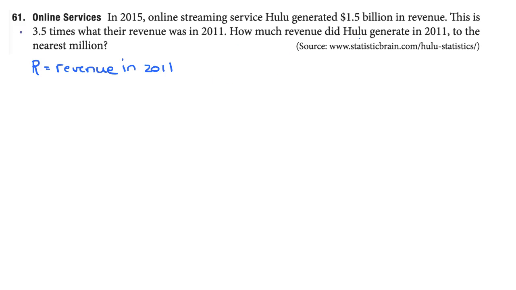So what it says was this: 1.5 billion is 3.5 times what the revenue was in 2011. So try to convert that to a math equation. I'm going to write it in the order I'm reading it. 1.5 billion, okay, it means equals 3.5 times R, their revenue in 2011. So it's just taking English and turning it into a math equation.